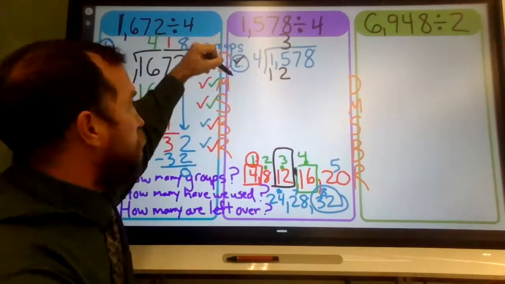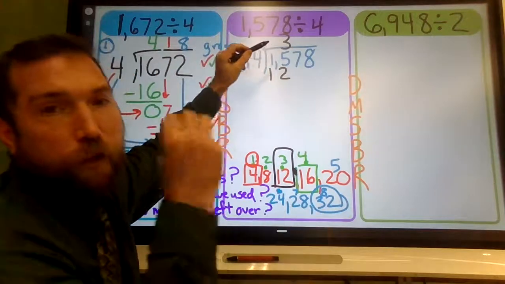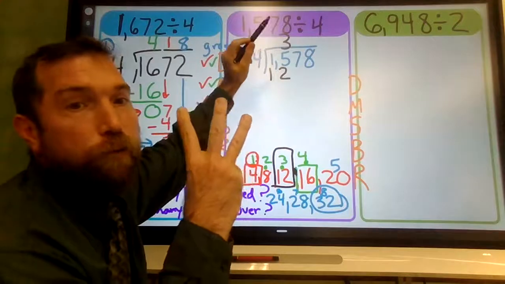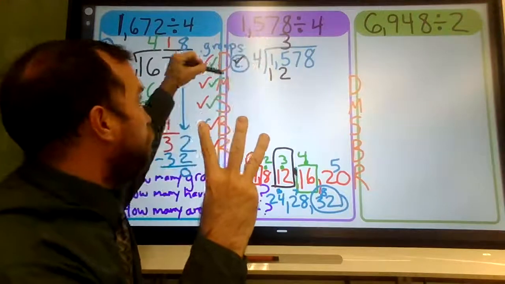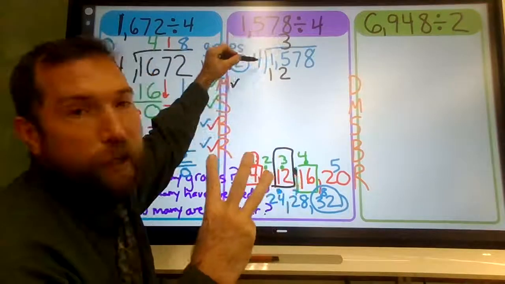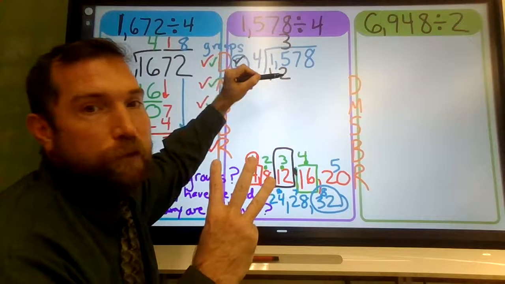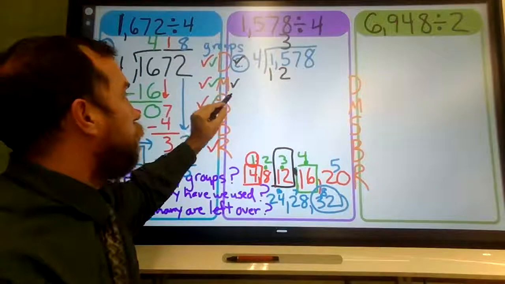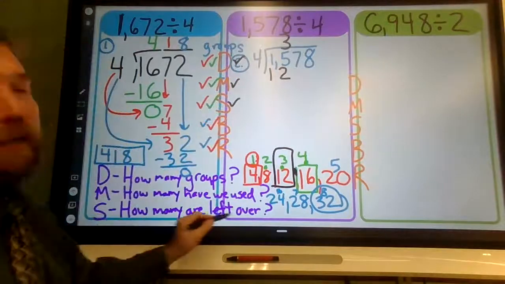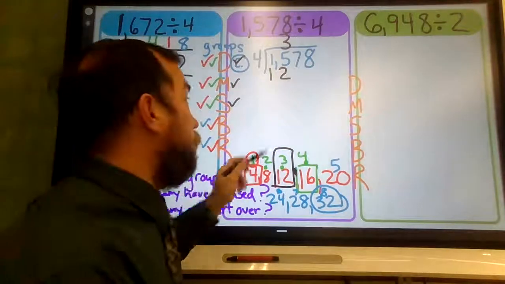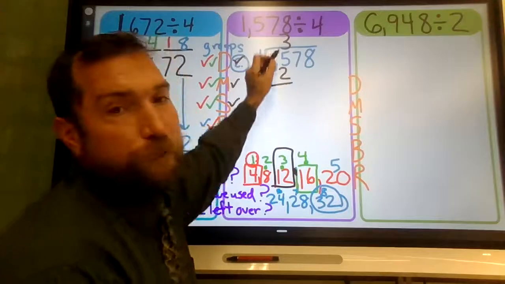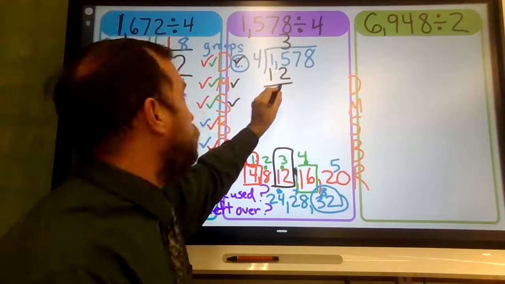Do it over on this side. D was 4 went into 15 3 whole times. 3 groups. 3 times 4, that's M. It's always the top number times the side. There's 3 teams. Each team has 4 kids. That's 12 kids. That's M. And S is how many kids are left over. Sometimes there aren't any. That's okay. Here there are. It's just 5 minus 2, which is 3.